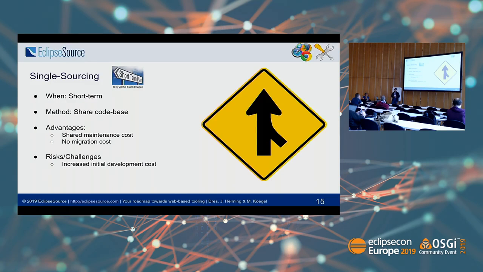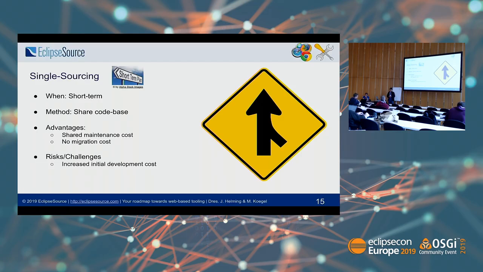Single sourcing is very related to backporting, and is also to be applied short term. Basically, the idea is to make sure that you share code between your web-based version for a particular feature and the desktop-based version. The idea obviously is to share the maintenance cost, and then later on you don't have a migration cost. But it can, of course, lead to an increased development cost. And one example that I find particularly well suited for that is LSP, the Language Server Protocol.